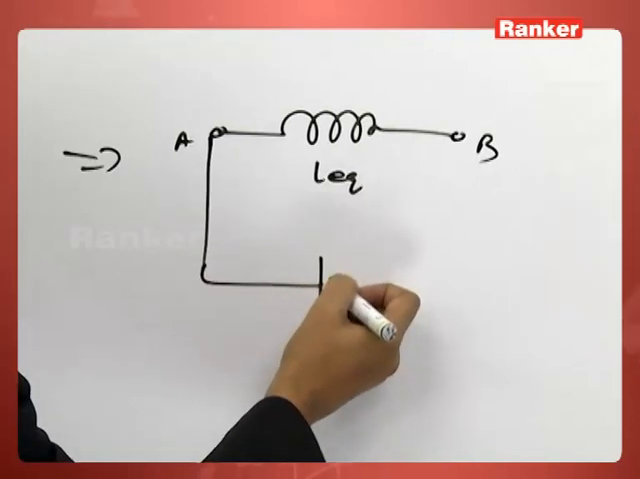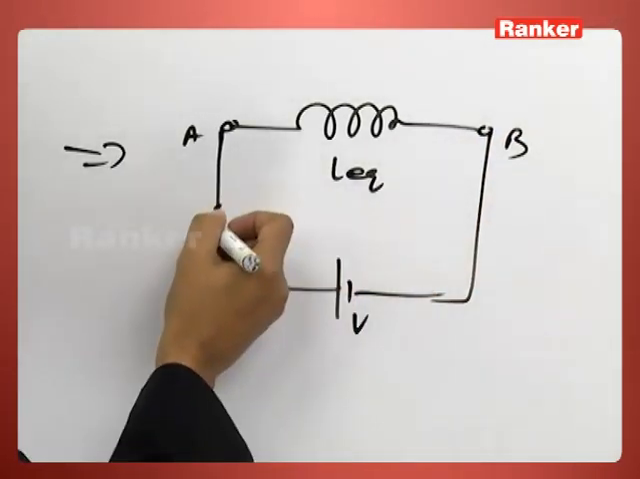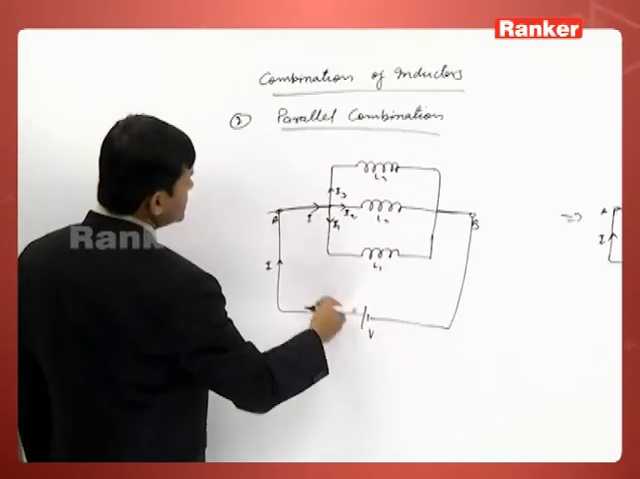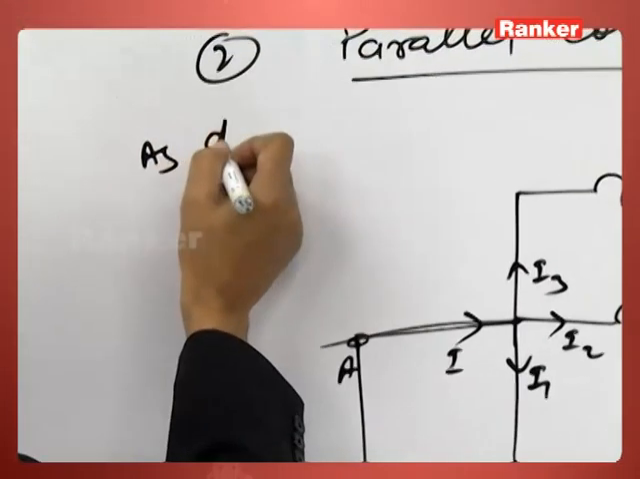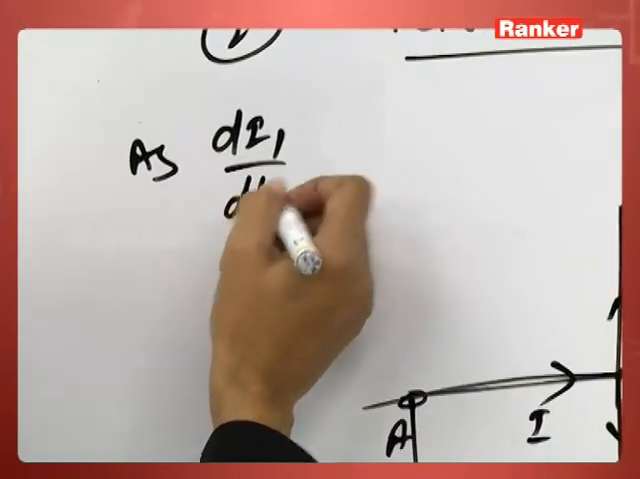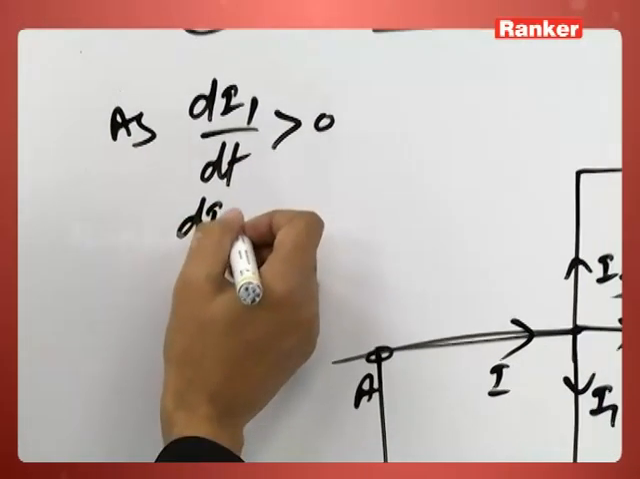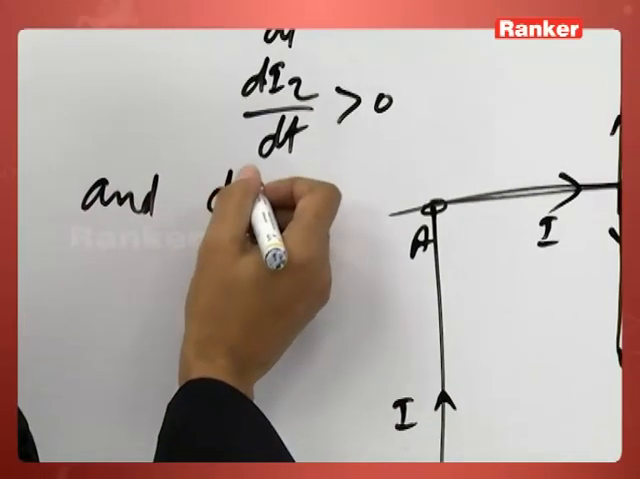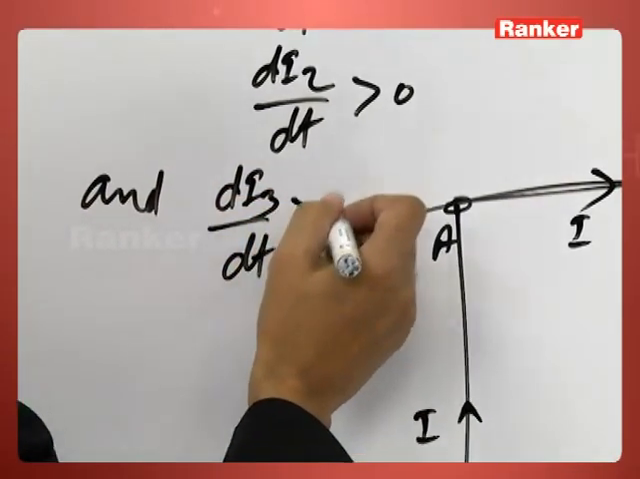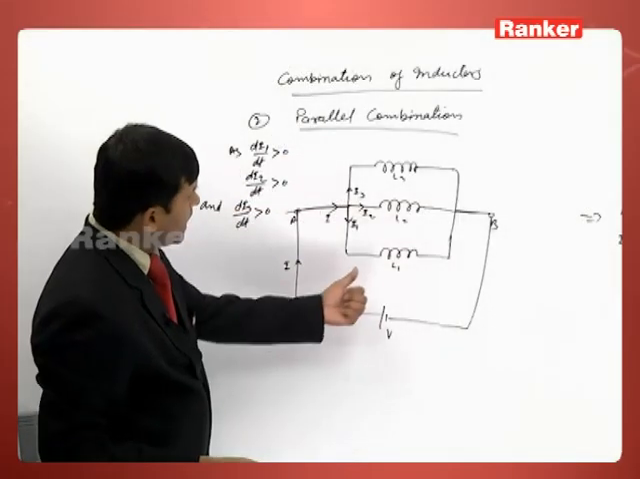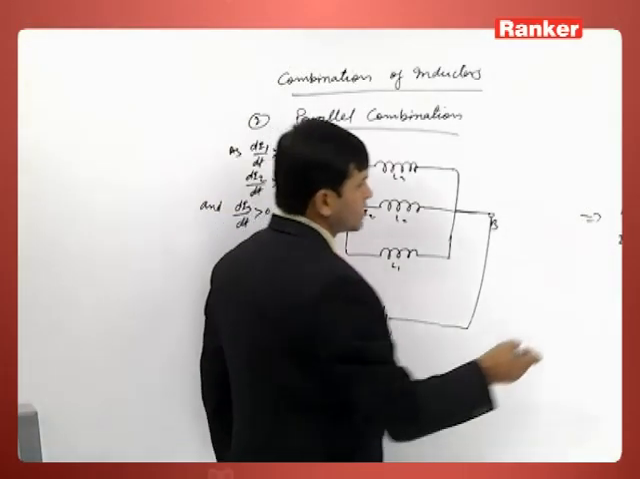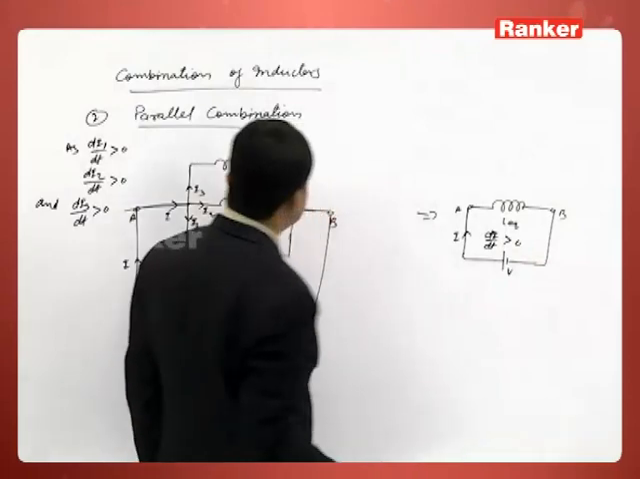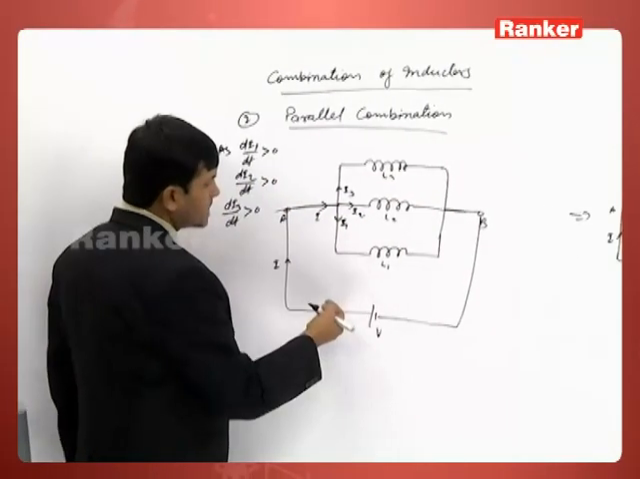Similarly, if we are connecting this with one of the sources and the current I, the first thing here is that di1/dt is greater than 0, di2/dt is also greater than 0, and di3/dt is also greater than 0 as the current increases. So here we can assume di/dt is greater than 0.